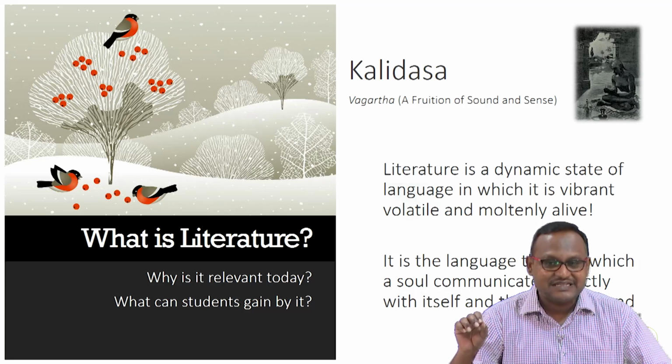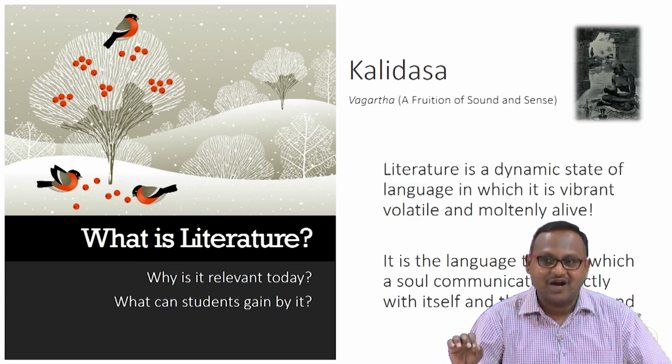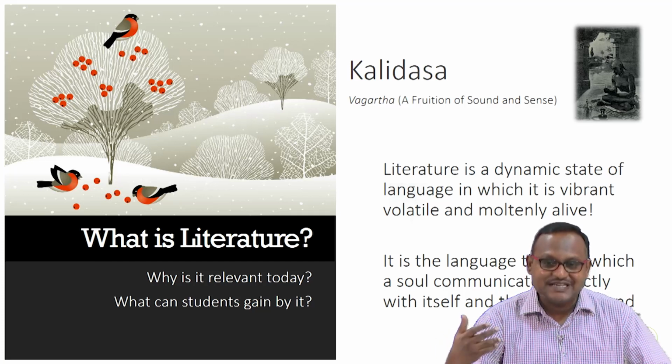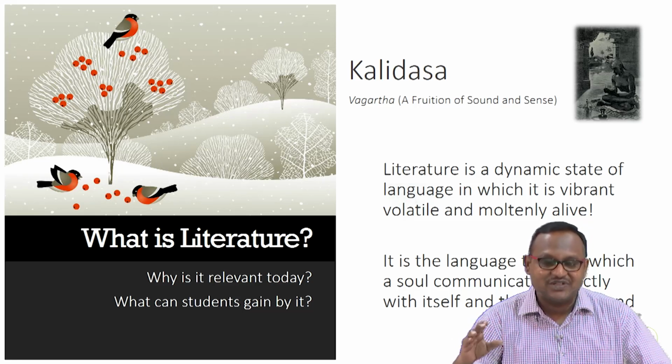word in the sense of its sound and sense. When you say a word, it has two components, the sound of it and the meaning to it. The sound and the sense come together to create the universe of literature, Vagartha, Vak and Artha. So, these are the dual dimensions of word, the dimension of the sound, the dimension of meaning, they have to come together.